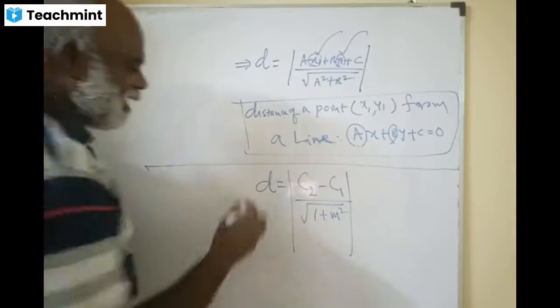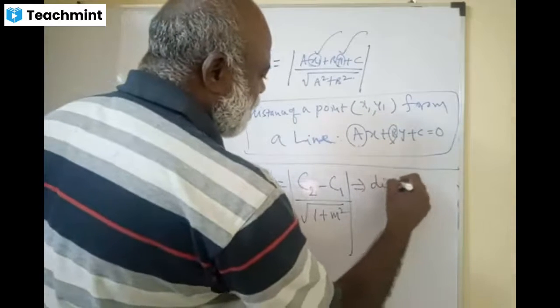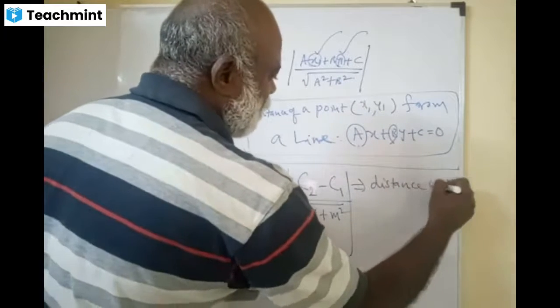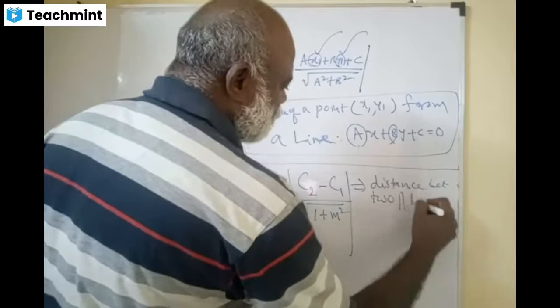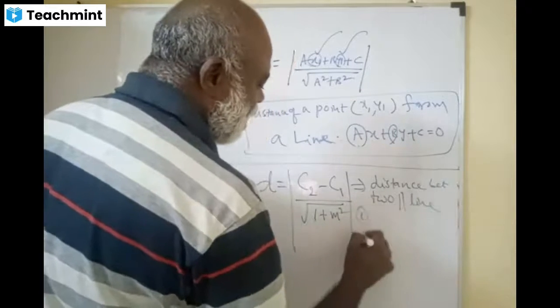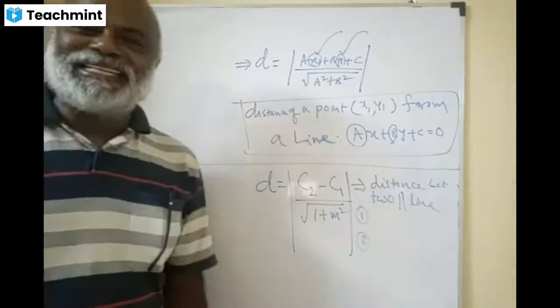So what is the D? D is called distance between two parallel lines. What are the two parallel lines? Come on, who will tell this? Which are the two parallel lines?